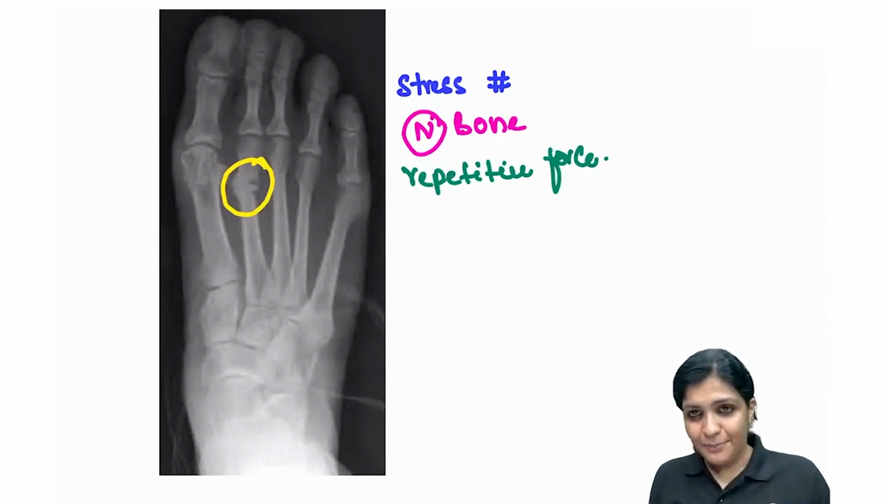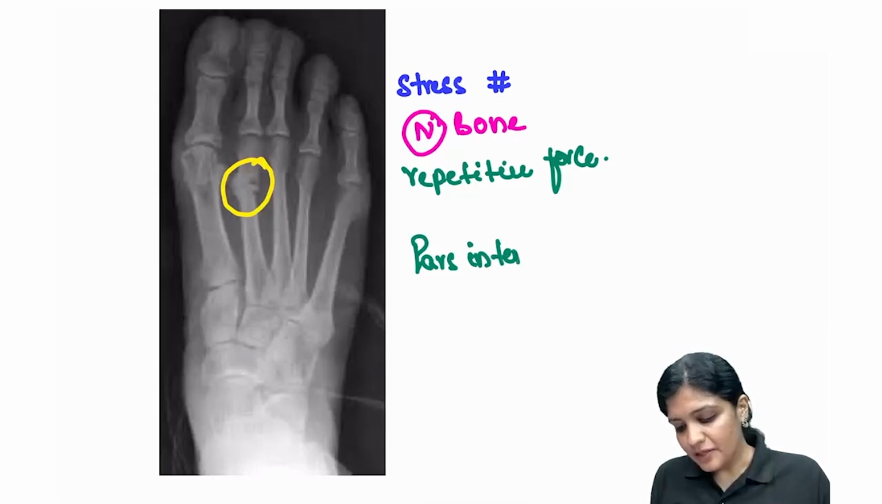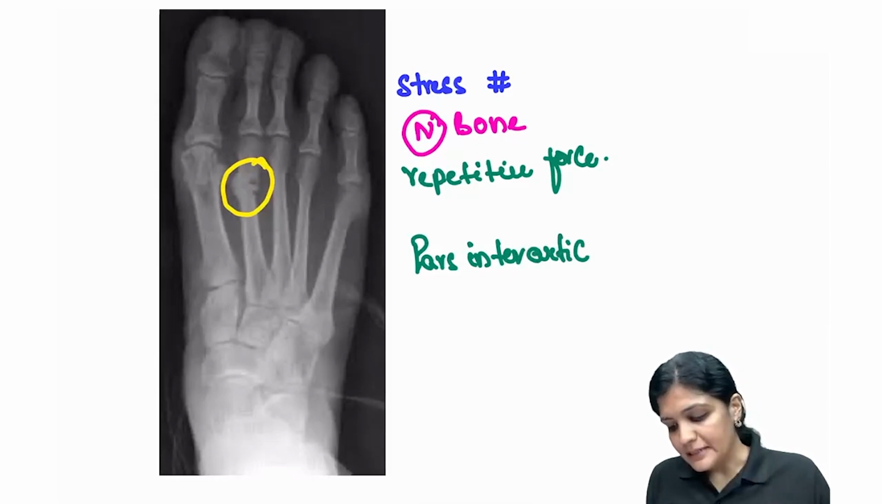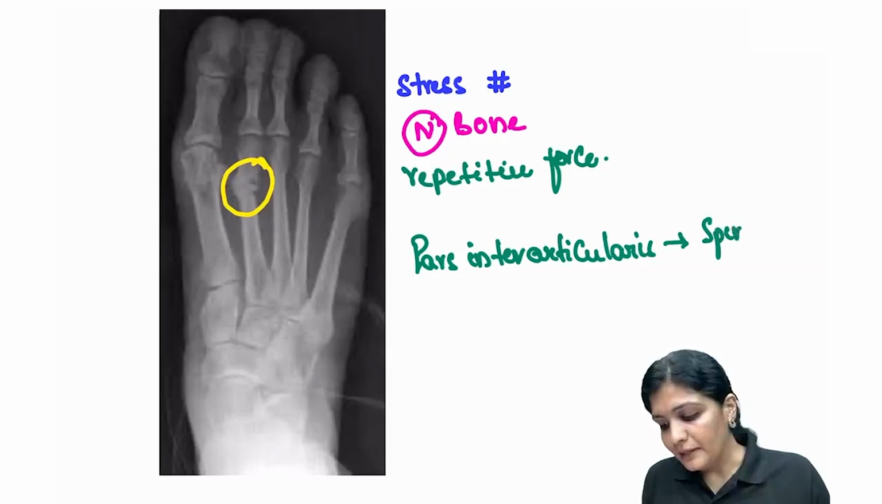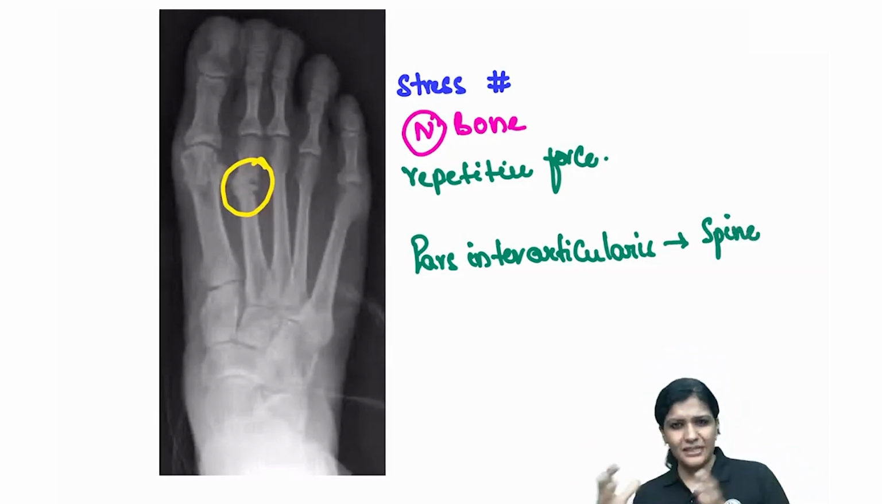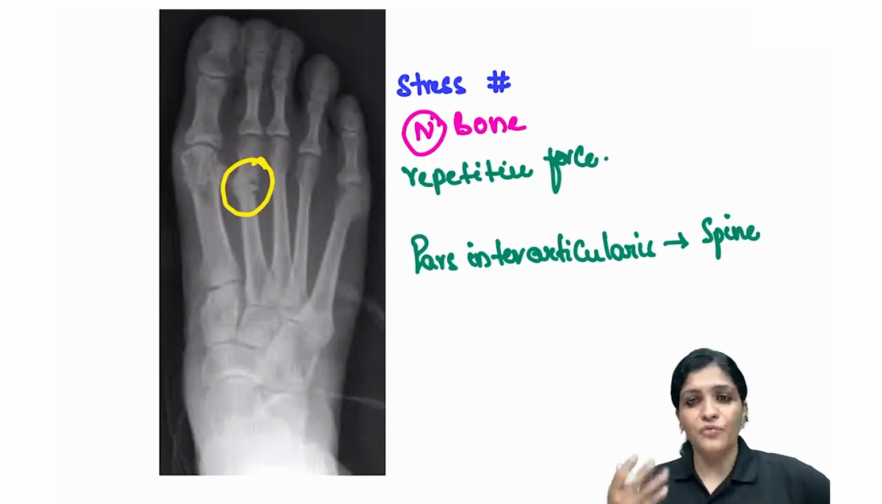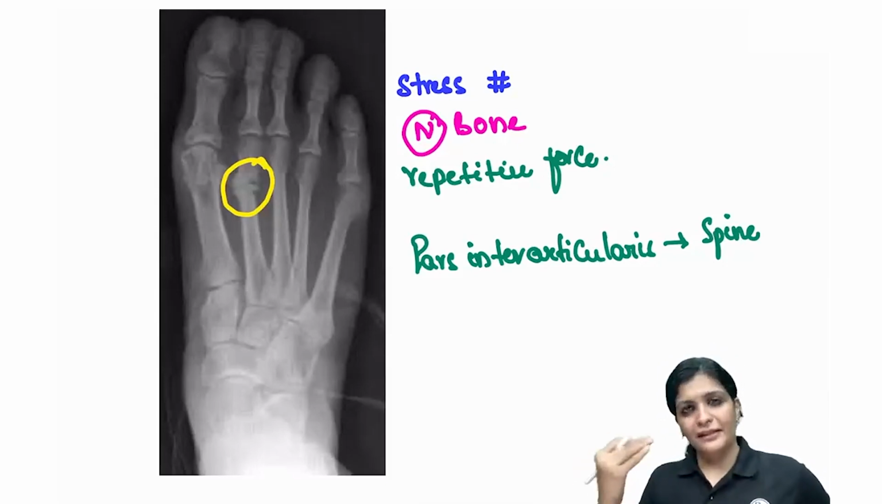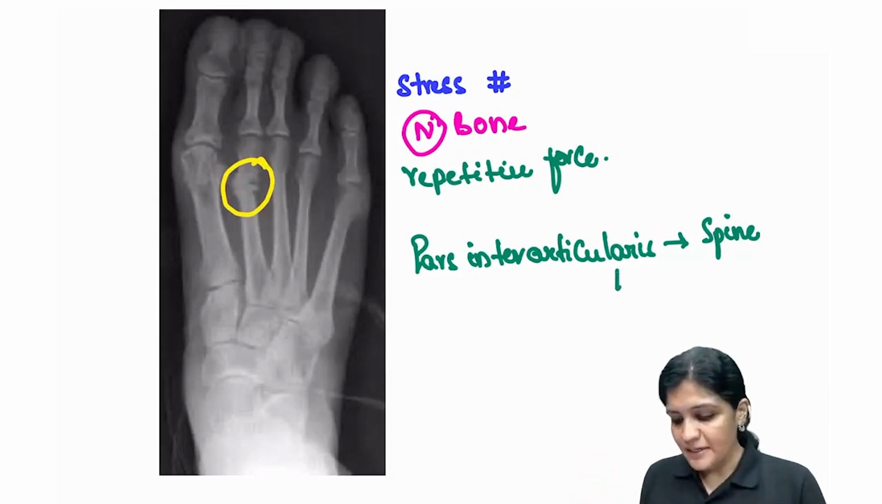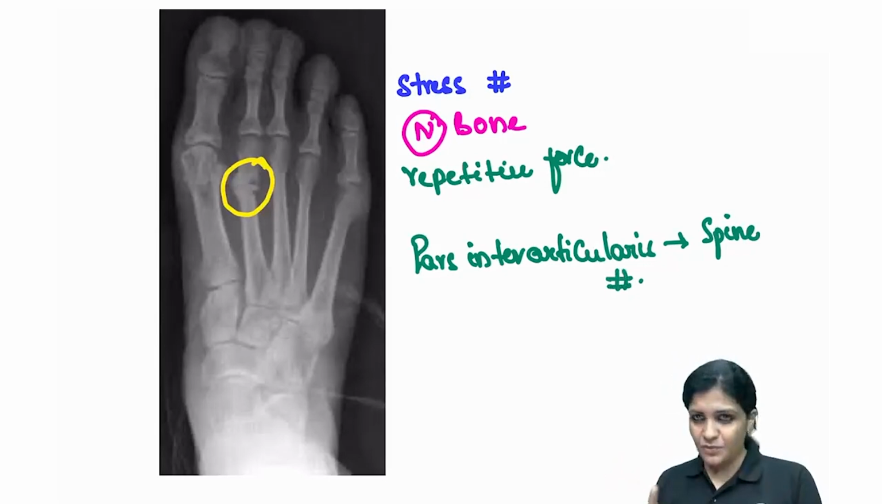The first example would be your pars interarticularis fracture. What is the pars interarticularis? It is a part in your spine, the vertebra, the weakest bone which connects the anterior and posterior. Whenever there is repetitive force acting on the spine, it will result in this fracture of the pars interarticularis. So that is one example.